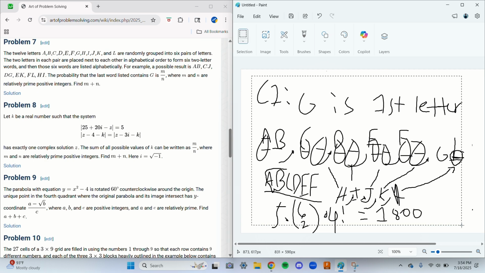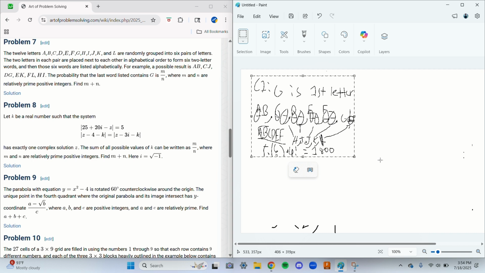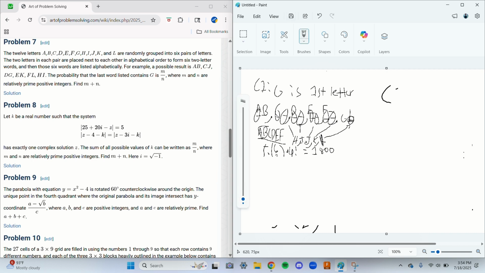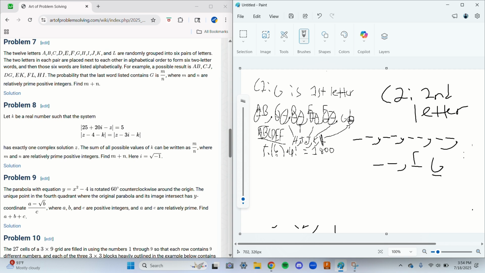And so now case 2 is pretty straightforward. So for case 2, we're going to have G as the second letter. If G is the second letter, well then what do we have? So we have first pair, second pair, third pair, fourth pair, fifth pair, and then sixth pair. Since G is going to be the second letter here, what that means basically is that we have to have F here, so that way it doesn't get reordered. And if we have F here, then that means that these first blanks have to be A, B, C, D, and E. We have to have this because, again, they're going to be alphabetically ordered.